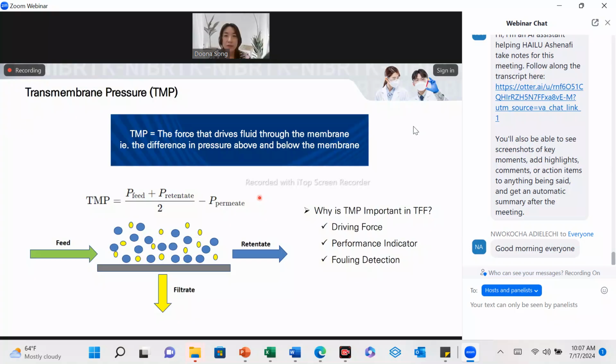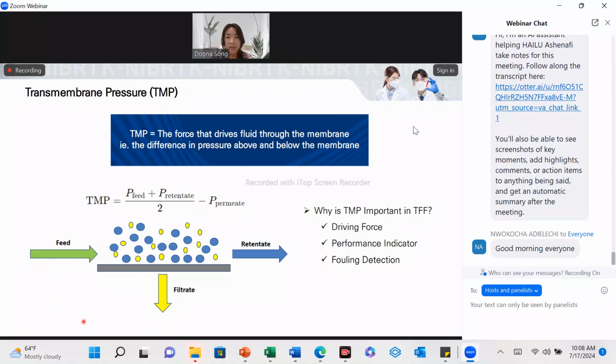And next, transmembrane pressure, TMP. This is the pressure difference between the feed side and the permeate side of the membrane. The TMP equation is like this. It is calculated by taking the average of the feed pressure and the return pressure, which are the pressures on the top of the membrane, and subtracting the permeate pressure, which is the pressure below the membrane.